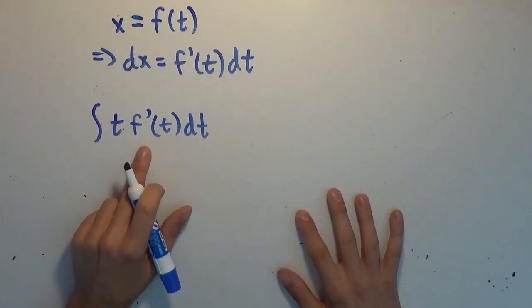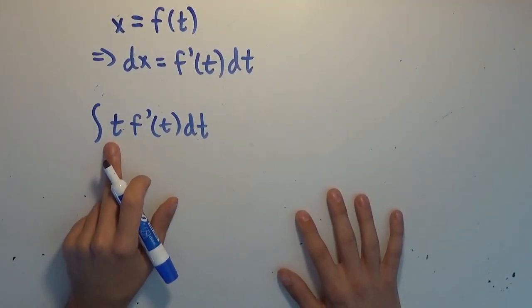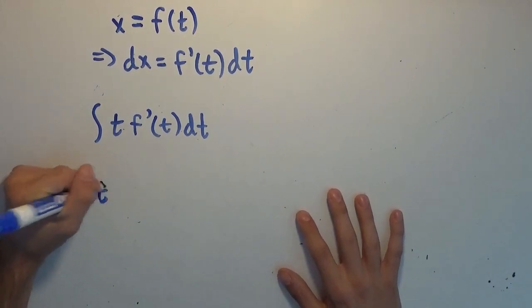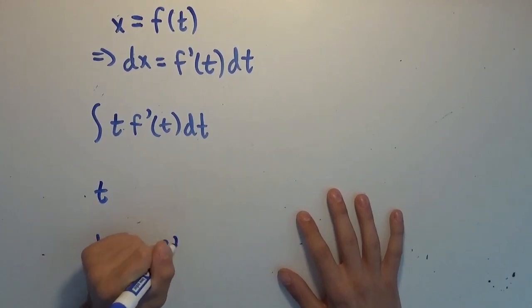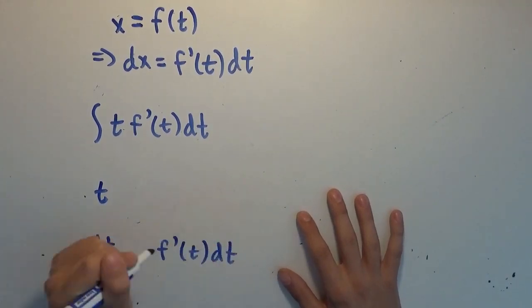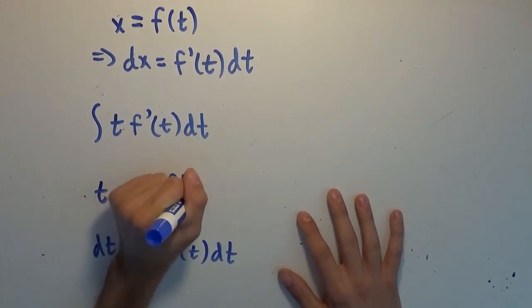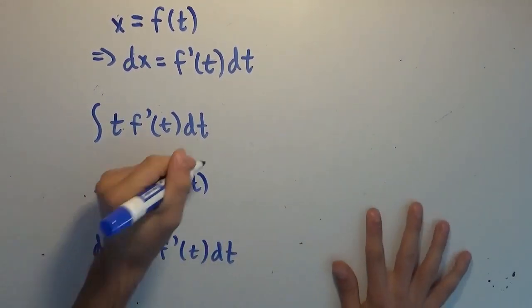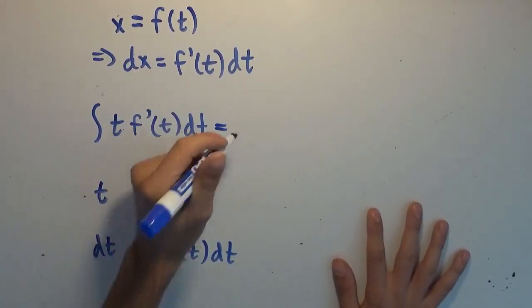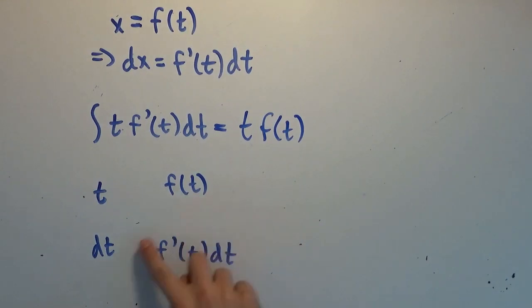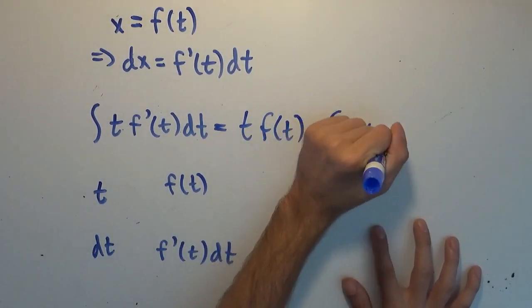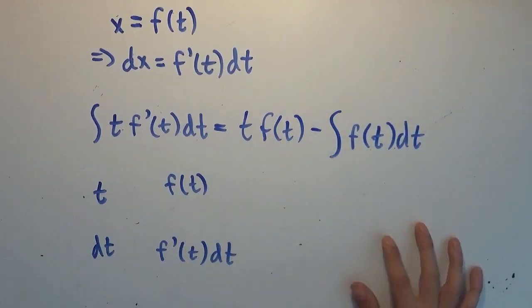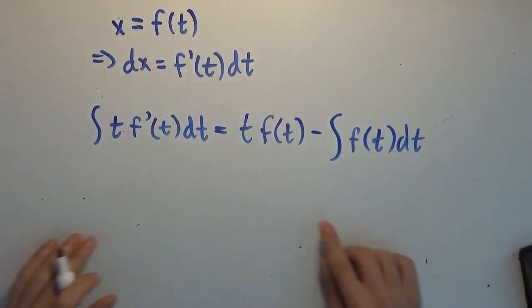Because this is already a derivative, let's integrate this and take the derivative of that. That seems to make the most sense. So we set up our little chart, t differentiated becomes dt, and f prime of t dt gets integrated to become f of t. Do our little integration by parts, and we get t times f of t minus the integral of this times that. So minus the integral of f of t dt. I can erase this now that we've done our integration by parts.